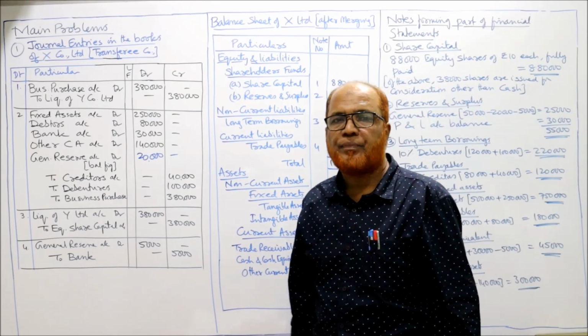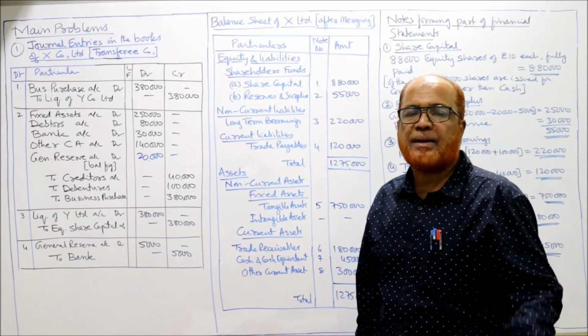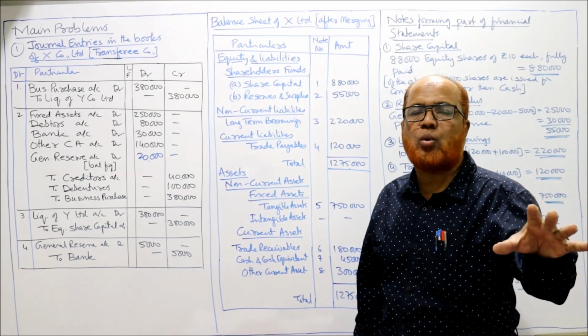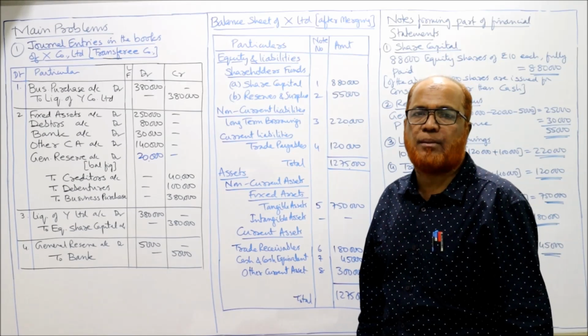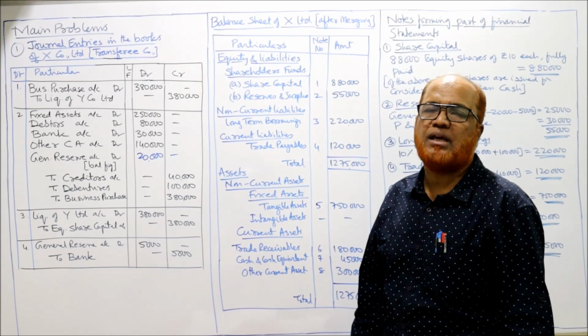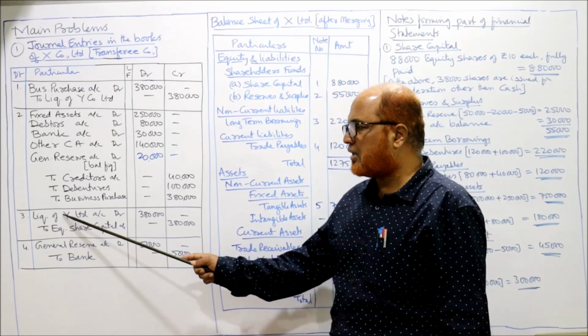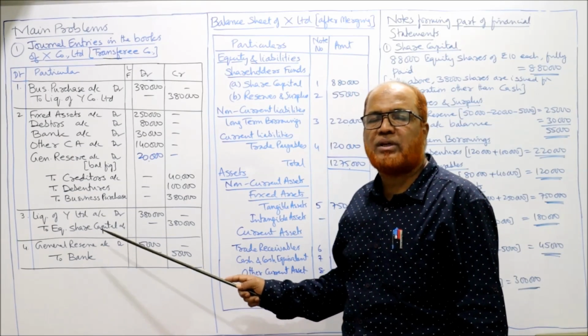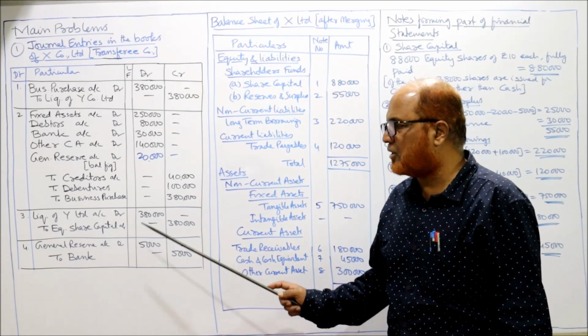Now, the third entry will be PC paid. The purchase consideration will be paid to the liquidator of transferor company. The transferor company is Y Limited. The liquidator of Y Limited account debit to equity share capital 3,80,000.